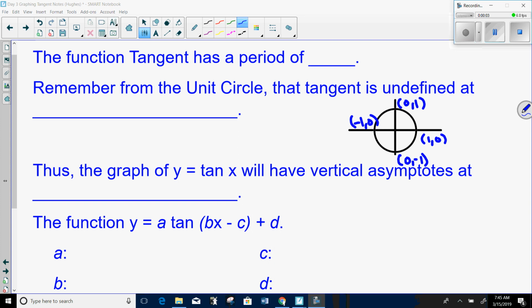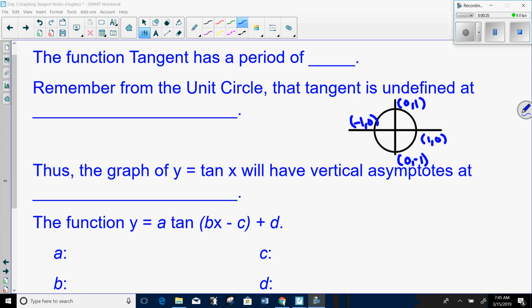Today's lesson is going to be about how to graph the tangent function. So just like sine and cosine, we have a tangent function. Y equals tangent of x is the parent function. The tangent function is a little bit different. It has some different characteristics. Even though it is a trig function, it looks very different than the sine function or the cosine function.